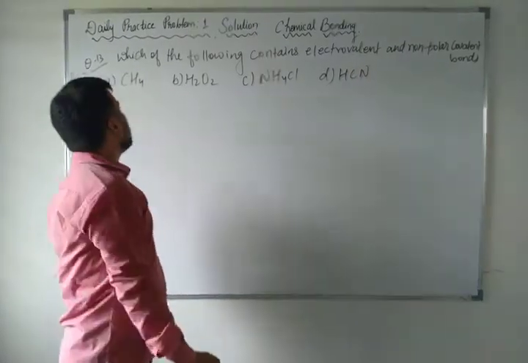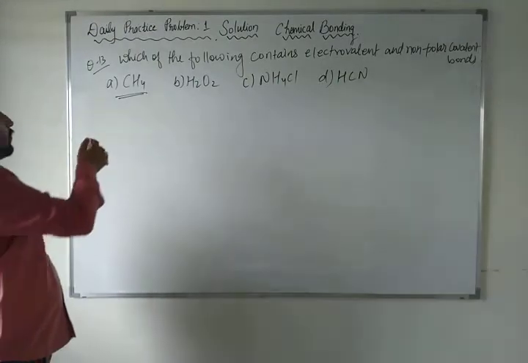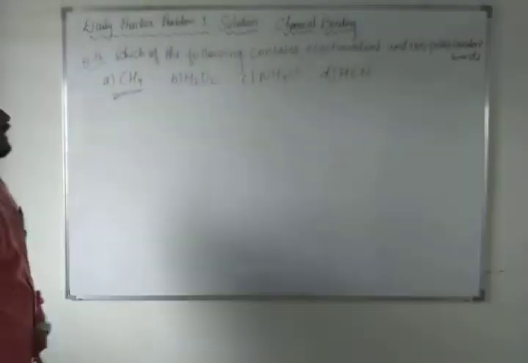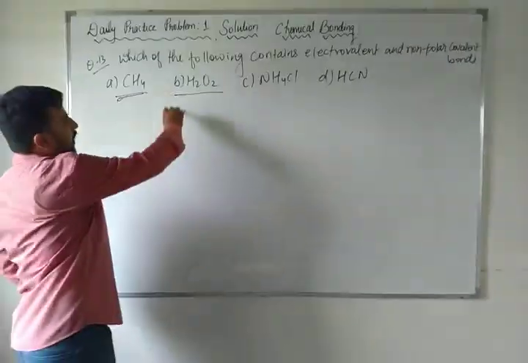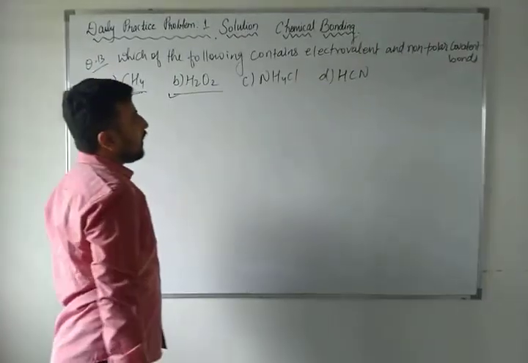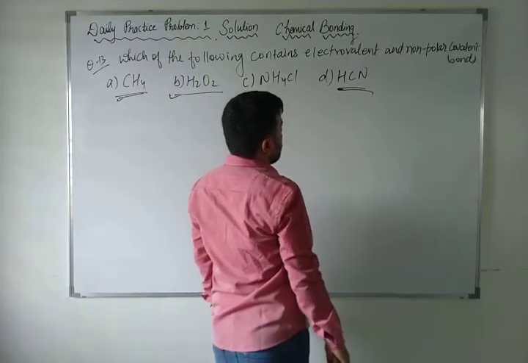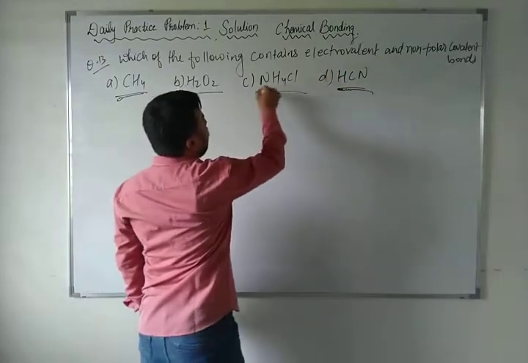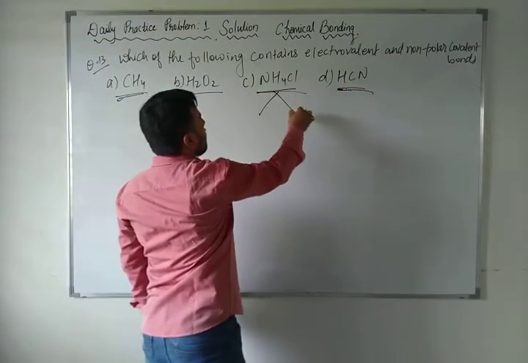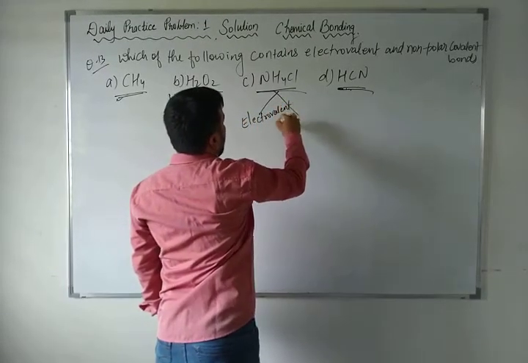It's very easy. See, methane: electrovalent not possible. Yes, non-polar covalent bond is possible, but electrovalent not possible. H2O2: non-polar covalent bond possible, electrovalent not possible. HCN: not non-polar, and not electrovalent. And ammonium chloride, this is electrovalent also and non-polar covalent also.